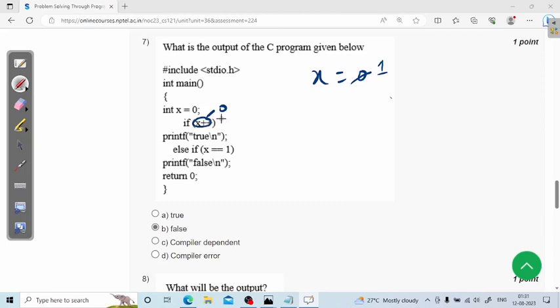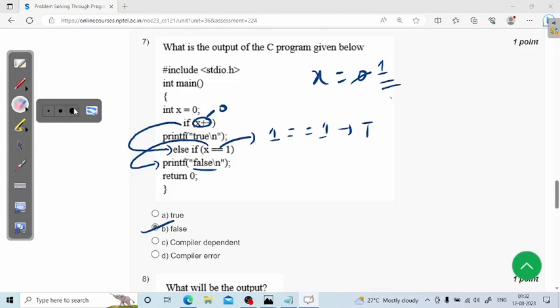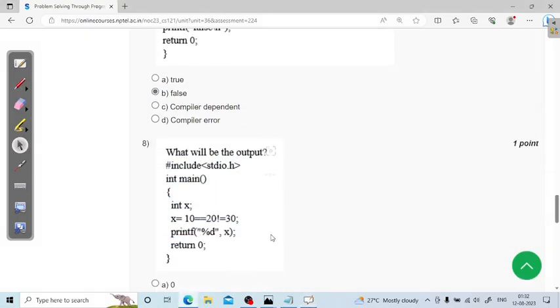Now as the value is taken here as 0, the condition becomes false, so we will go to the else part. Okay, and here it is asking for a new condition, that is x equal to 1. So just now x has become 1, so the condition will become true because here we are ending up with 1 equal to 1, which is a true condition. So as this is a true condition, it will come and execute this printf statement. So the answer for this one is false. Okay, clear guys? Now let's move to the next question.